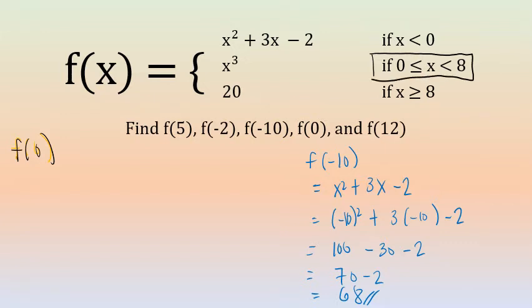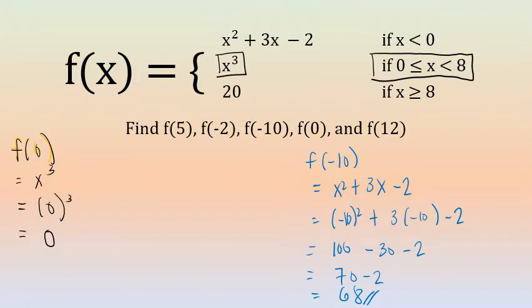Since nandito si 0. So take note, x is greater than or equal to 0. So 0 is equal to 0. Therefore, we will be using the second interval, x cubed. So f at 0, we have x cubed. Substitute 0. So 0 times 0 times 0. So this is just 0.